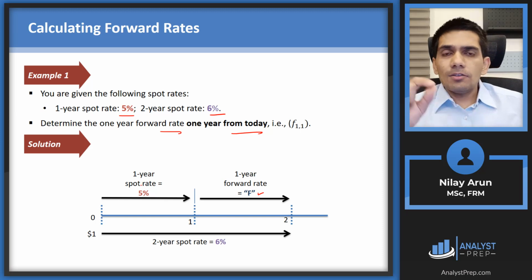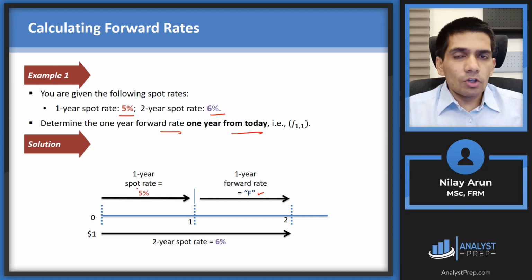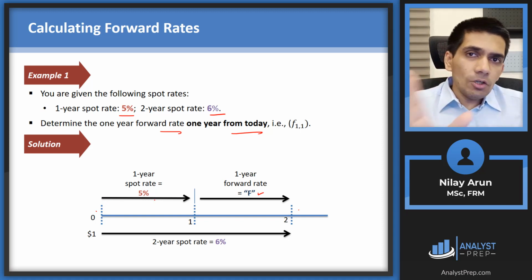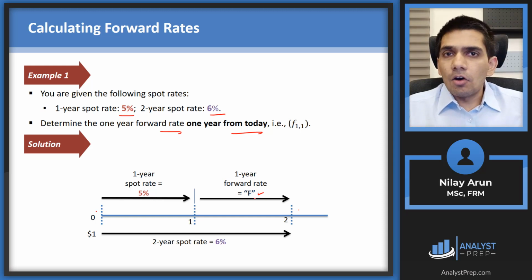Now what we're going to do is use the principle of no arbitrage to calculate these values. What do we mean by that? No arbitrage means it does not matter how we go from point 0 to point 2. We should end up with exactly the same amount of money in our hands. Which means, let's say, if we were to invest $1 for 2 years at the rate of 6%, or if we were to invest $1 for 1 year at the rate of 5%, then collect that amount and reinvest that for another year at the rate of F, which is the unknown forward rate, the future values in both the cases will be exactly the same.